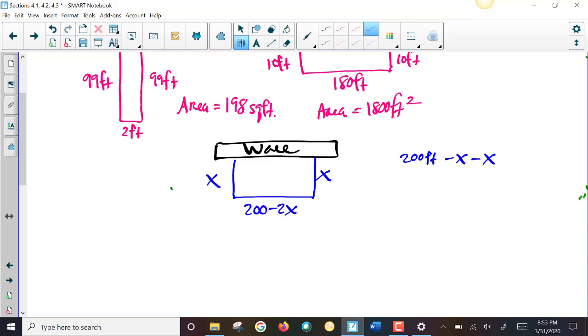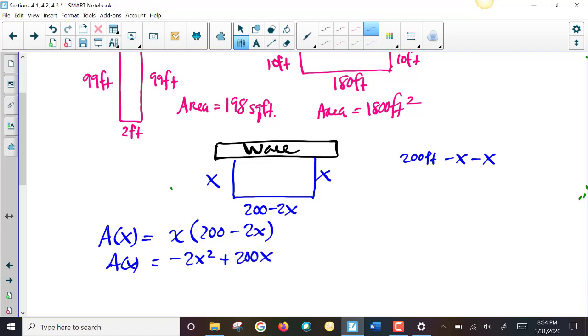All right, so I want to come up with a function that will calculate area based on x. And we know area is length times width, so if we think of one of our dimensions, or our width, is x, and the other dimension is 200 minus 2x, I now have a function in terms of x that will calculate the area of this region. So if I distribute that x, and I'll put it in descending order, A of x equals negative 2x squared plus 200x.